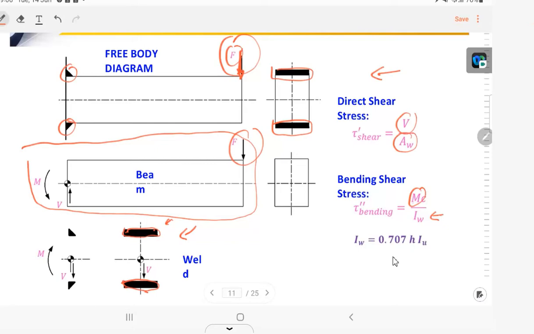Okay, so for the second moment of area, this one, for second moment of area IU, you need to times the T, this is T. Kan, so you akan dapat this one. Inilah kita akan kira untuk our bending shear stress.